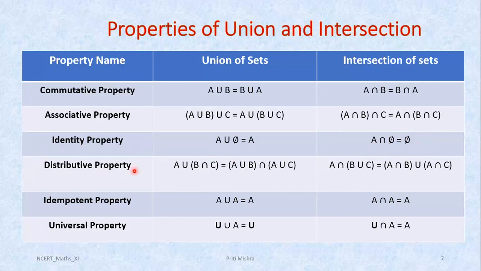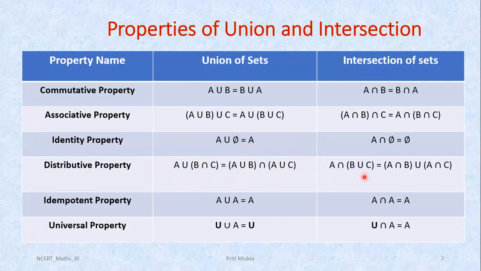Next is the distributive property. If you are going to distribute the set A, union of set A, over the intersection of two sets B and C, it will be the same as doing A union B at first and A union C, and then finding the intersection of these two sets.